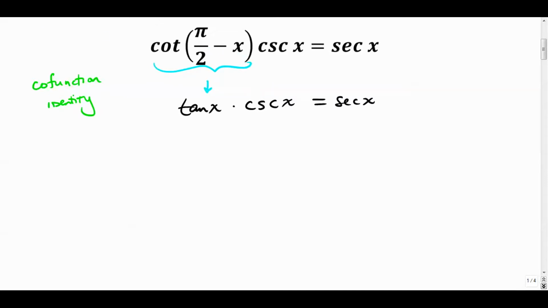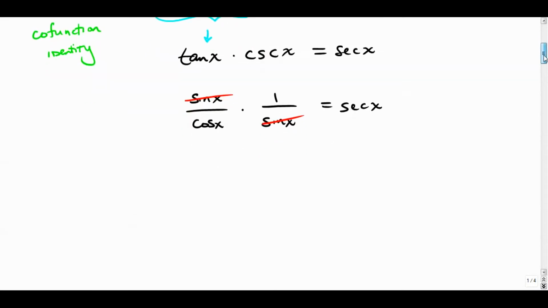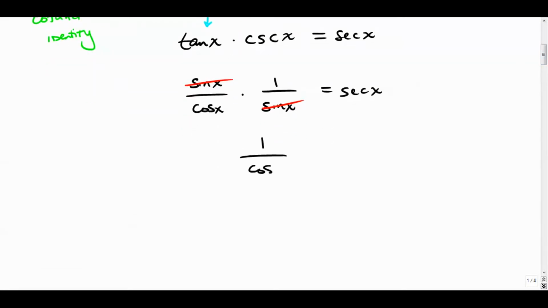And now I'm just going to convert things to sines and cosines. Sine over cosine times 1 over sine. Now the sines cancel. All right, sine on top, sine on bottom. I get 1 over cosine x equals secant x. Well, that's the reciprocal identity, and I'm done.